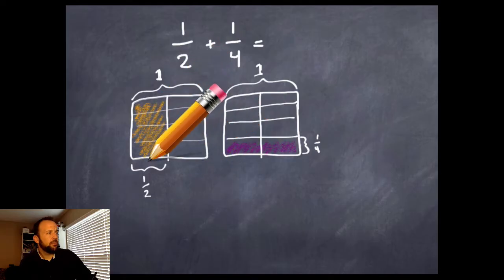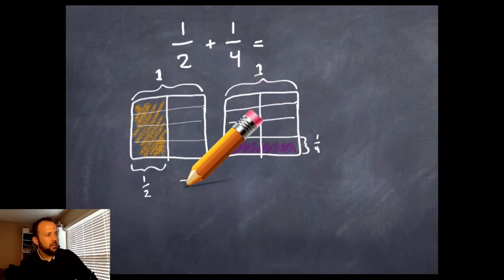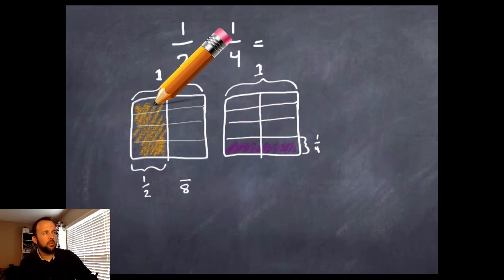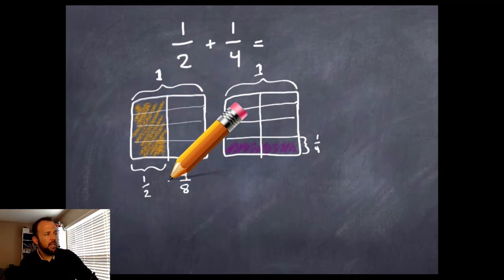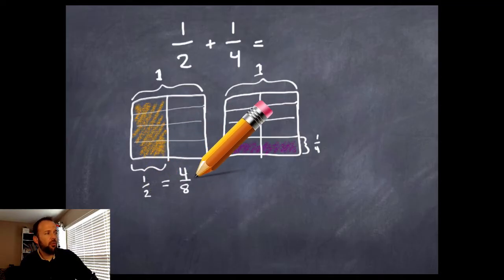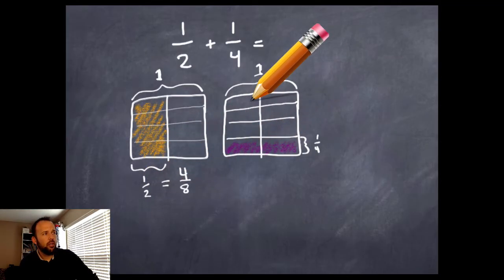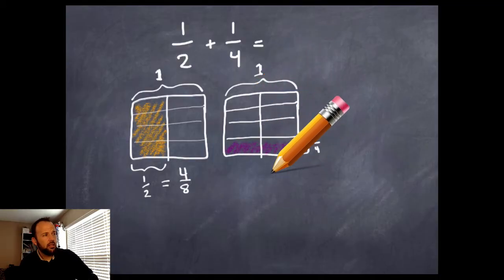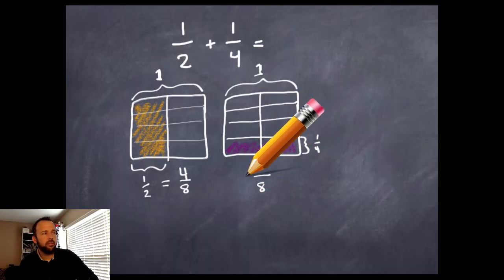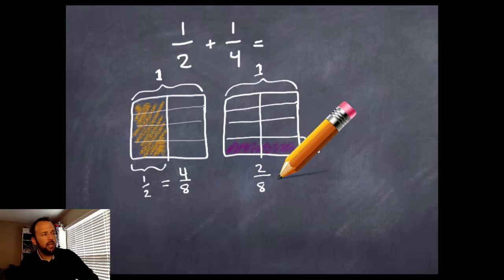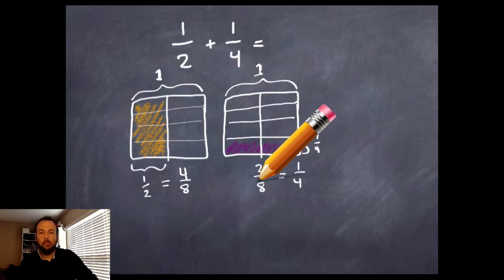So if I look at this now, I have 1, 2, 3, 4, 5, 6, 7, 8 parts. And how many of those parts are colored in? 4. 1, 2, 3, 4. 4 parts. So I made an equivalent fraction. 1/2 and 4/8, that's an equivalent fraction. Over here I have 1, 2, 3, 4, 5, 6, 7, 8. 8 parts still. And how many of those parts are colored in? 2. 2/8. Again, I made another equivalent fraction. That 1/4 and 2/8, that's the same amount. I just used different parts, different amounts of parts.